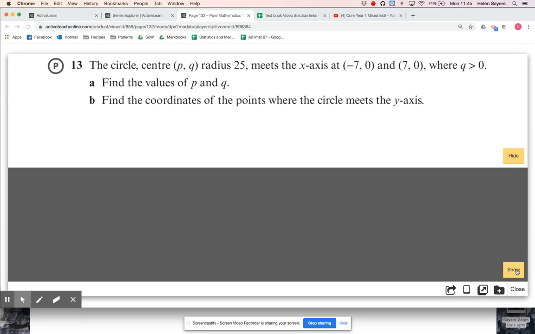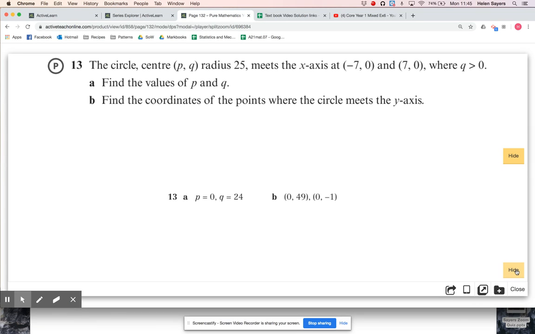Okay, let's quickly check those. P is 0 and Q is 24. Cool.